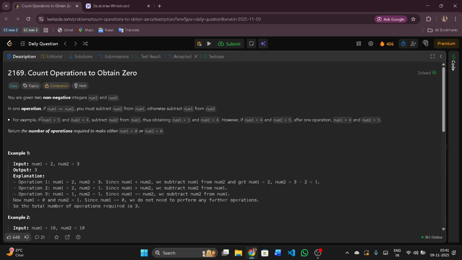Now, for example, num1 is equal to 5 and num2 is equal to 4. Subtract num2 from num1, thus obtaining num1 is equal to 1 and num2 is equal to 4. However, if num1 is equal to 4 and num2 is equal to 5, after one operation num1 is equal to 4 and num2 is equal to 1. So return the number of operations required to make either, they said not both of them, but either num1 is equal to 0 or num2 is equal to 0. So we need to make either num1 is equal to 0 or num2 is equal to 0.